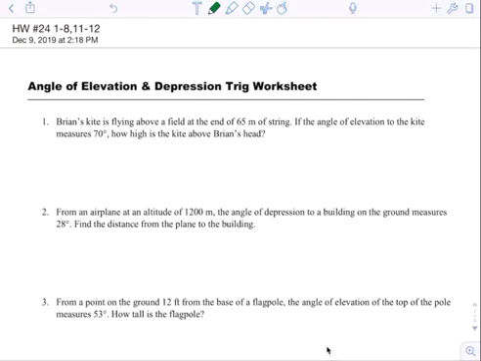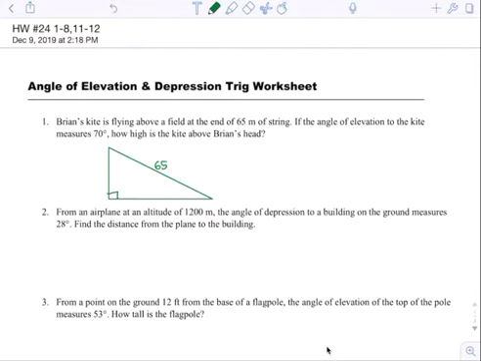Okay, so here's homework number 24, 1 through 8, and 11 through 12. Angle of elevation, depression. For this problem, make a right triangle. Now, when it says Brian's kite is flying above a field at the end of a 65 meter string, that is going to be your hypotenuse. An angle of elevation to the kite measures 70 degrees.